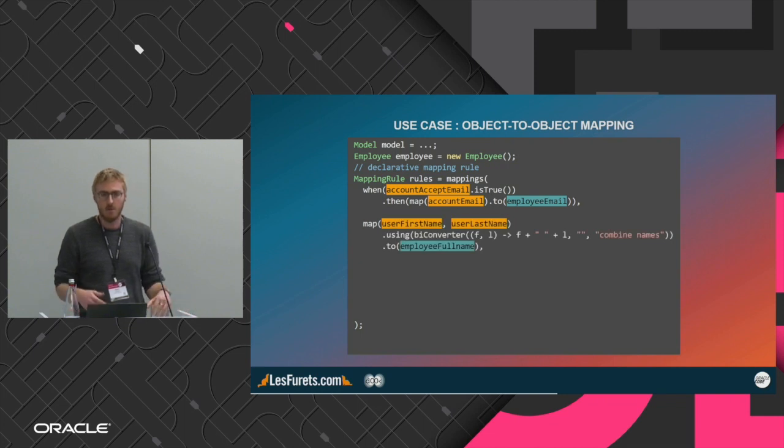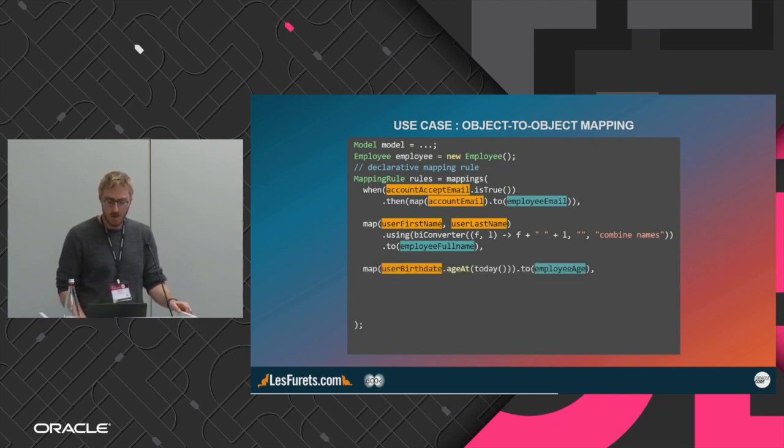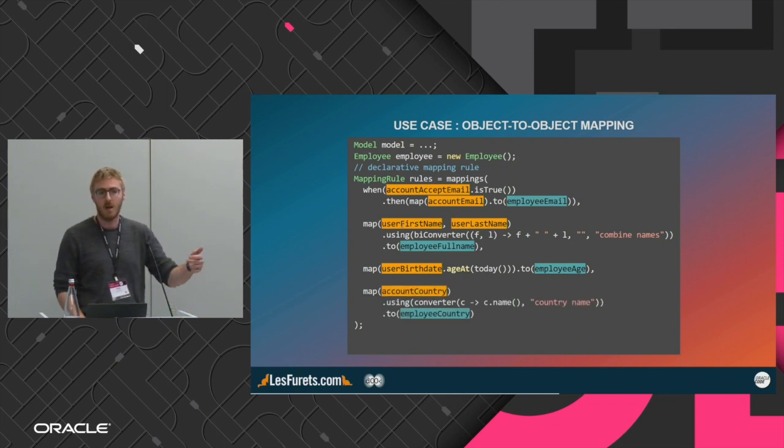Again, I can use some functions to combine fields and put them into another one. So let's say take first name and last name and put it to the full employee name, combine it with a lambda. Again, we can use the same transformation functions that we have on the DSL, saying that I want to calculate the age of the user and put it on the employee age. And lastly, I can transform types, like the country was an enumeration and I want to write a string on my employee country. So all these are declarative rules.